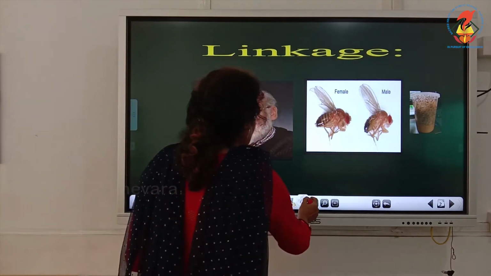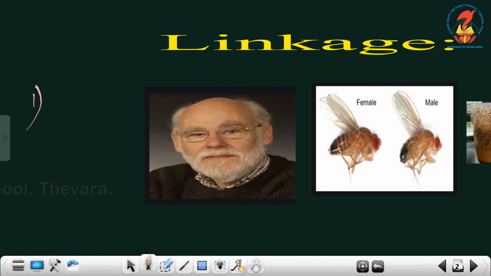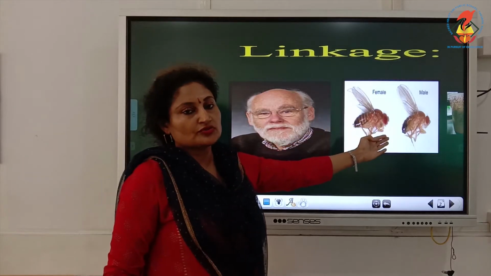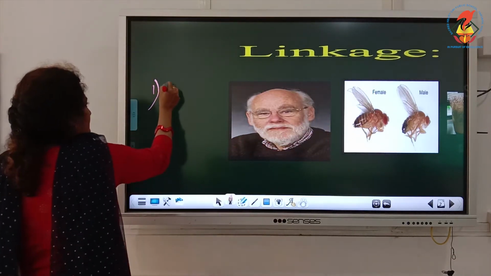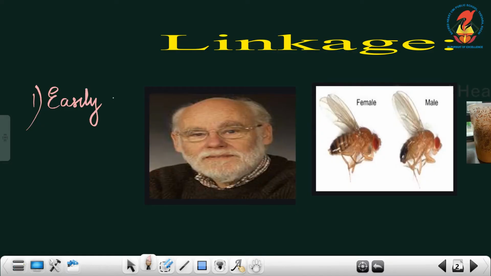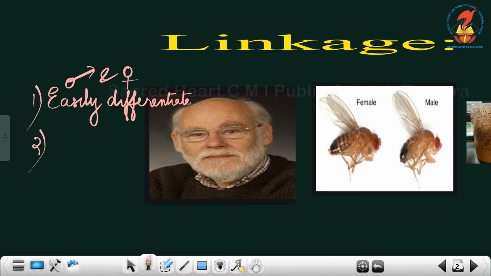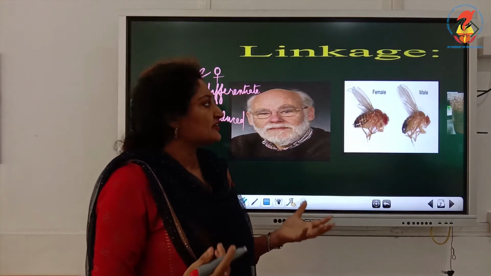What was the advantage of the fruit fly? The first advantage you can get from the picture itself: the male and female Drosophila, or male and female fruit fly, can be easily distinguished. Male and females can be easily differentiated. The second advantage is that they can be easily synthesized, easily produced or cultured in the lab. In the lab, in synthetic medium, they can be very easily cultured.